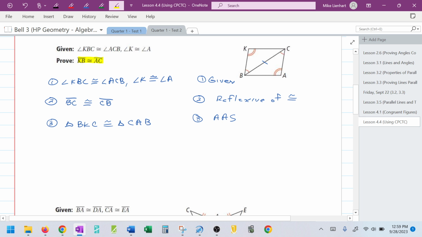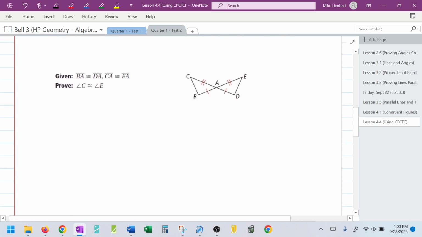If I look down here, I've got BK, which remember we can read as KB, and it has to match with CA, which remember we can say as AC. Well, that's the statement that they want me to prove. So my final step would be segment KB is congruent to segment AC. And my reason is this new thing that we're talking about called corresponding parts of congruent triangles are congruent, or CPCTC.